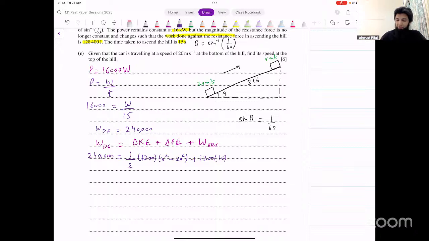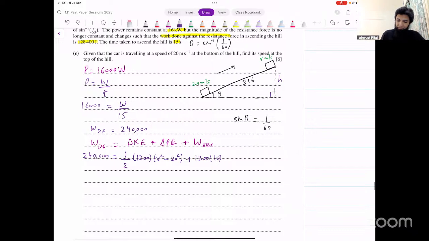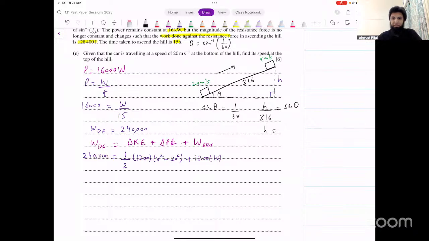Change in height. We want the change in vertical height. Let's call this h. Can we find this h? We are given sine theta. We know the hypotenuse. We can use sine here. We can say h over 316 equals sine of theta. And that will give us the value of h, which is 316 over 60. What does that simplify to? The value for h, what does that simplify to?